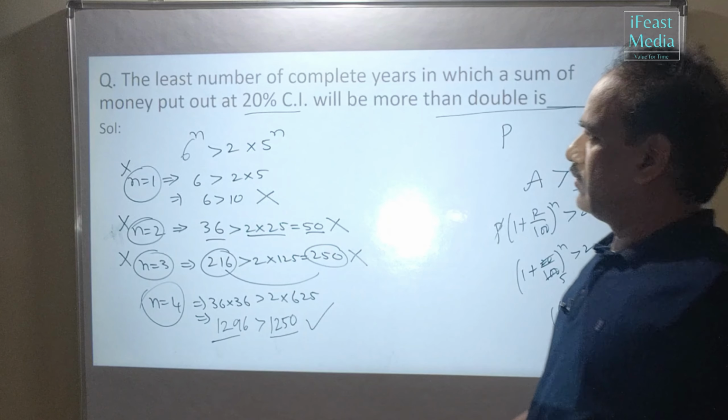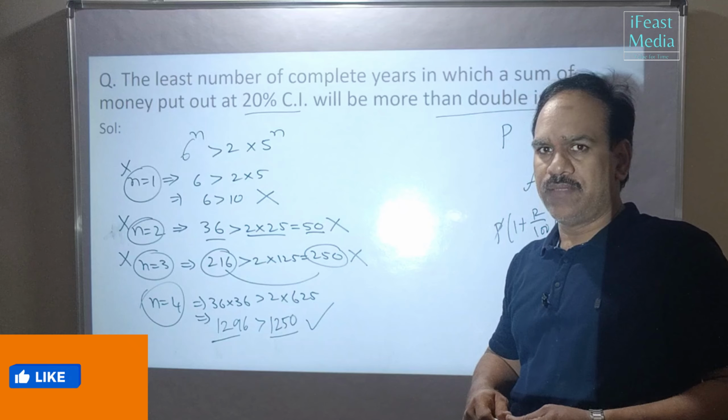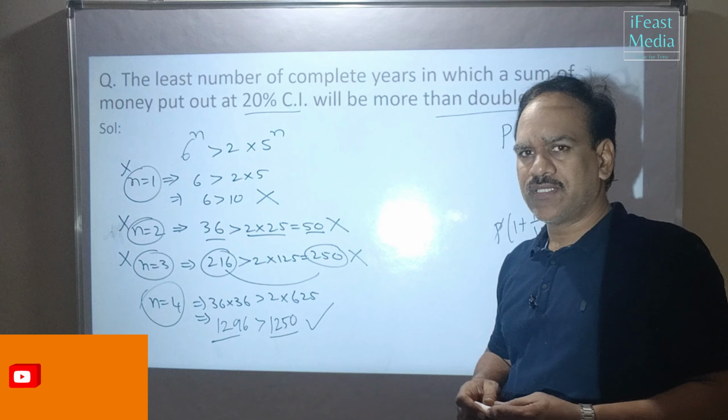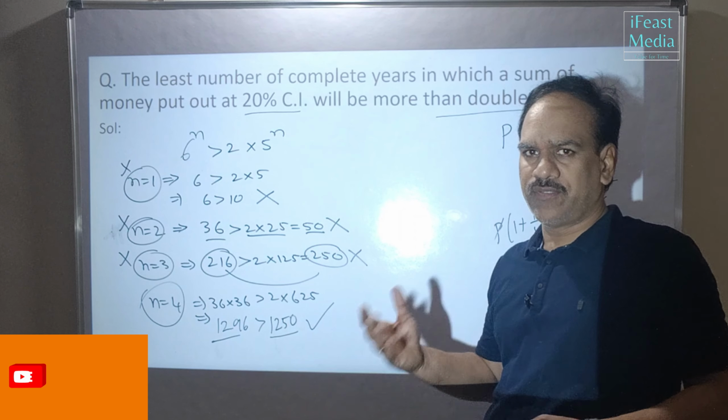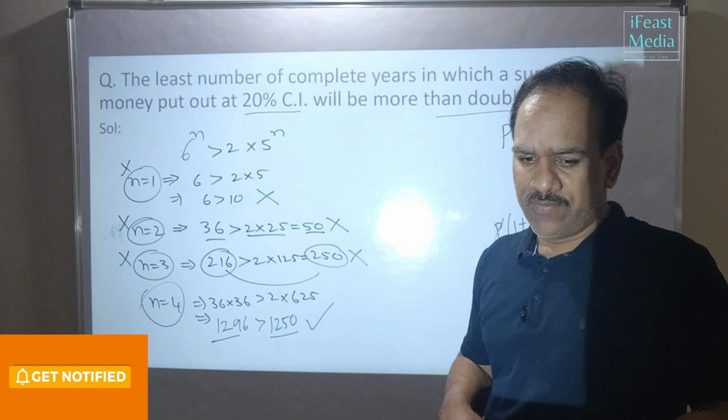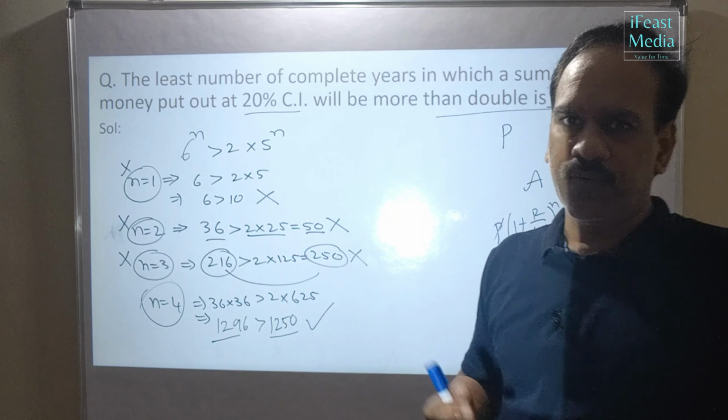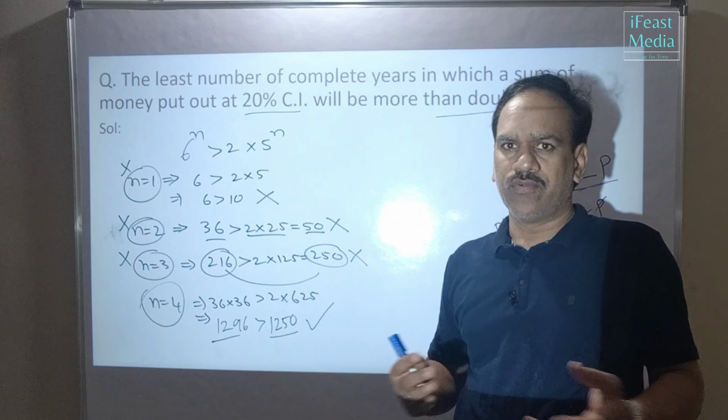Okay, so that is how you can solve the problems. I have covered almost all the different types of problems in compound interest. With this knowledge you can try and solve any problem related to compound interest.